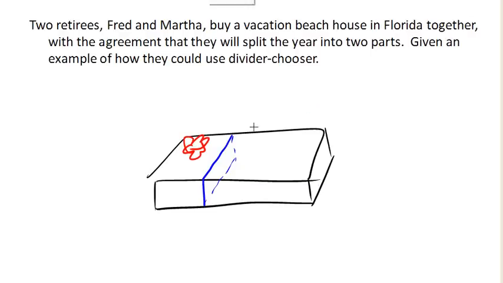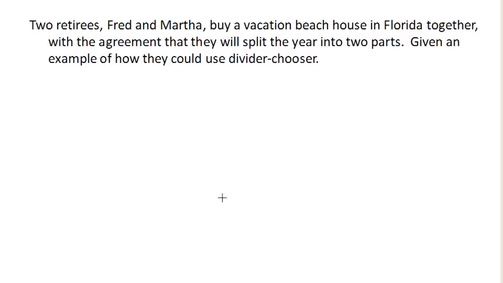So let's look at this scenario. Two retirees, Fred and Martha, buy a vacation beach home in Florida together, and they agree that they're going to split the year into two parts, and then share the beach house. And so let's again, it's hard to describe fair division methods without knowing the actual preference of each person. So when we talk about these, we'll often state, and let's imagine what his preferences are.